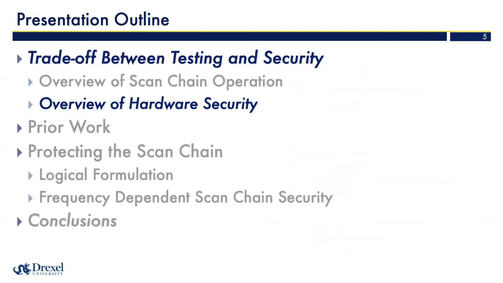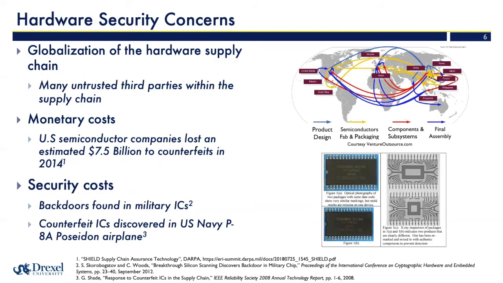I'll take a brief look into background and hardware security. So the hardware supply chain has shifted from once a vertical supply chain to a horizontal supply chain with a lot of globalization. So if we look on the right here, from project design to final assembly, there's a lot of different stops throughout the world, and each of those stops could potentially be an untrusted third party that can cause a security concern.